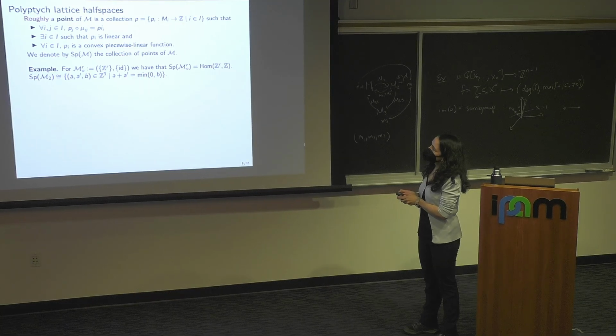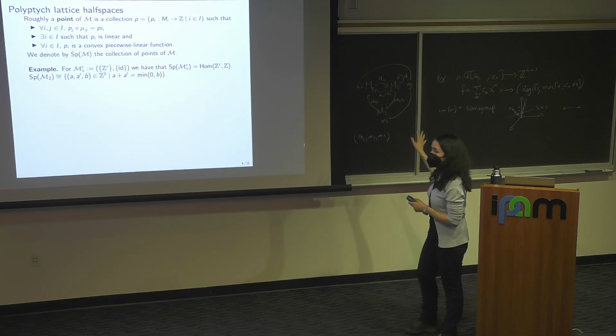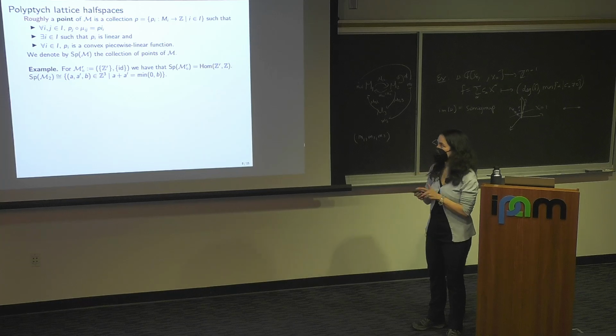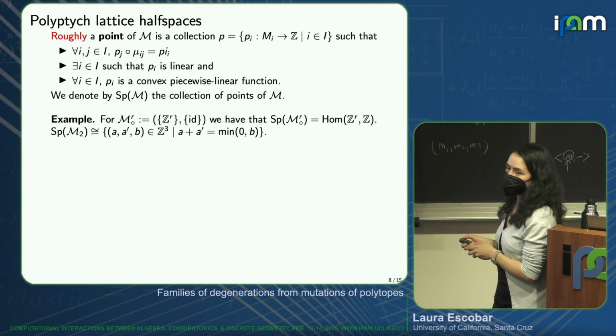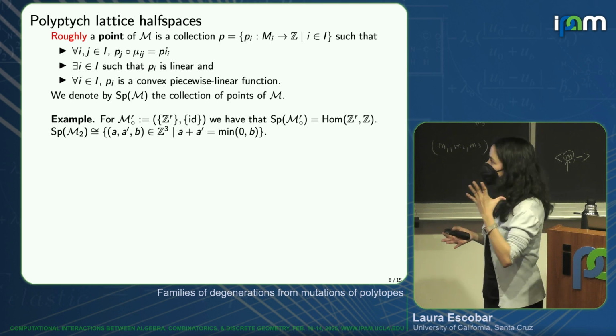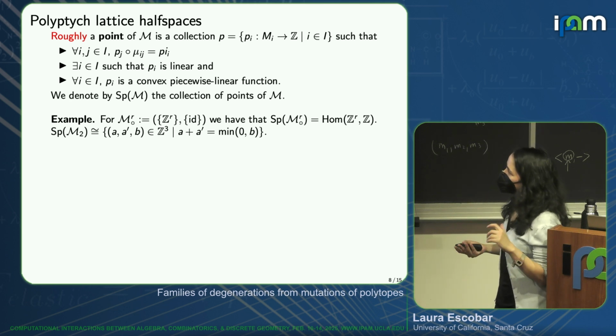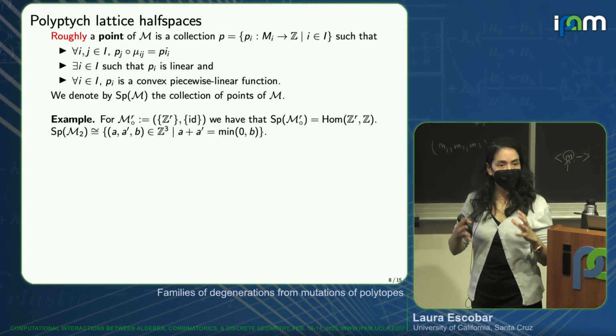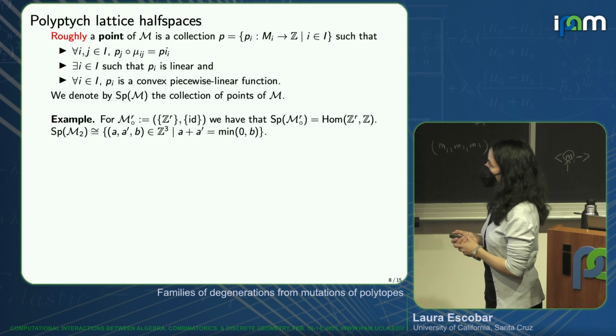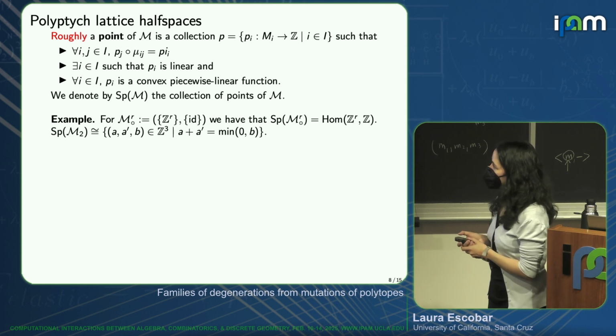Now, you want it to be linear in one of the charts, so you shouldn't start with something twisted. And then you need it to be a convex piecewise linear function. And that is a little why convex and not concave, or why that condition. It's really what we need for us to be able to define our polytopes. So we're going to define by SP the collection of points of M.